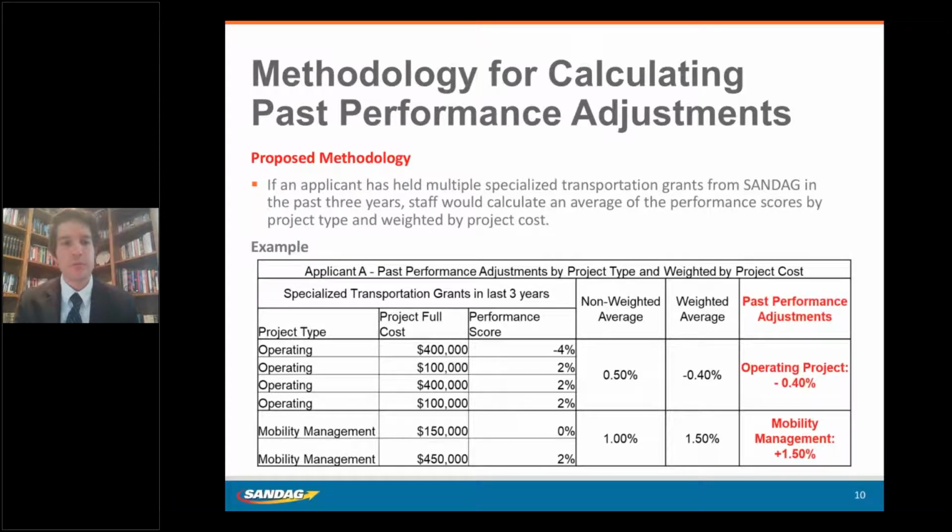However, with the proposed methodology for the upcoming cycle, the same applicant as in the prior example would receive 2 performance adjustments for each project type weighted by project cost. In this example, staff would apply a past performance adjustment of negative 0.4% to the applicant's proposed operating projects and a positive 1.5% to the applicant's proposed mobility management projects.